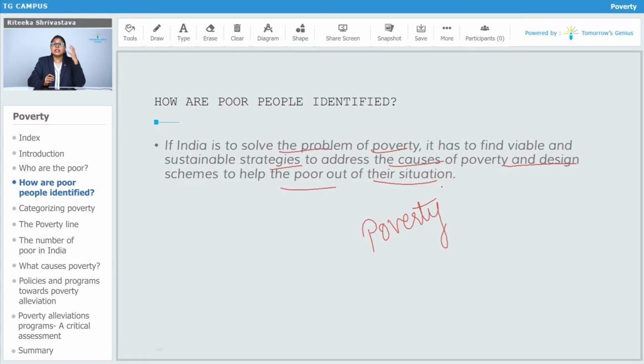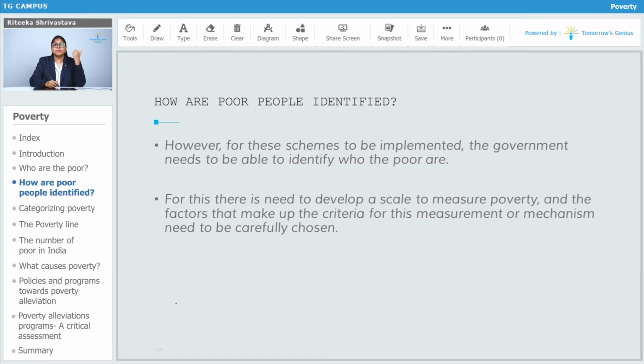For that reason, we need to understand what causes poverty, what is the nature of poverty, at what time and at what place, how it is performing, and how poverty is increasing or decreasing. Everything needs to be calculated in a proper manner in order to take out solutions to solve or eradicate the problem of poverty.